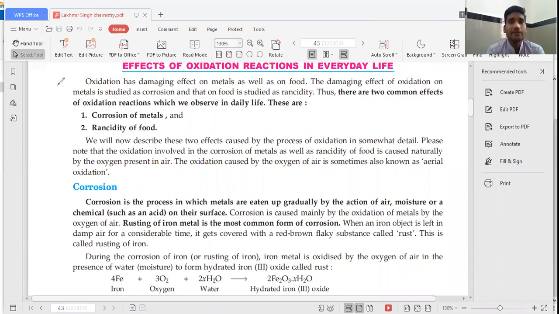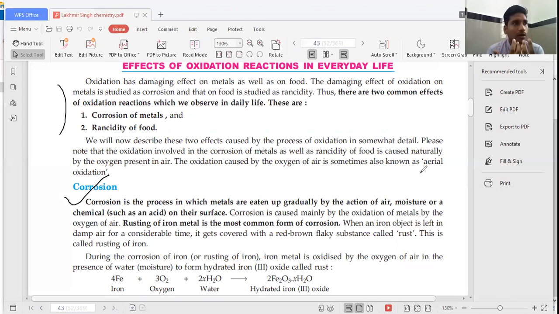The two common effects of oxidation reactions in everyday life are corrosion of metals and rancidity of food, which we have to discuss as we are the students of class 10. Corrosion of metals. What is corrosion? See, corrosion is a process in which metals are eaten up gradually by the action of air, moisture, or a chemical on their surface, right?